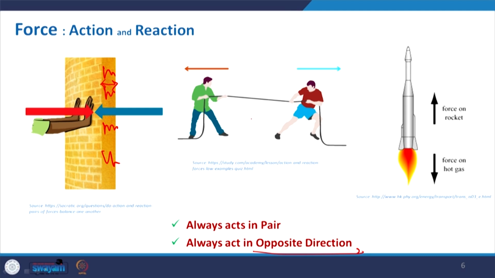Now, this is a tug of war where you can pull the rope from two directions. So, whenever you pull the rope towards you, there will be a reaction back to that, and they are going in the opposite manner.